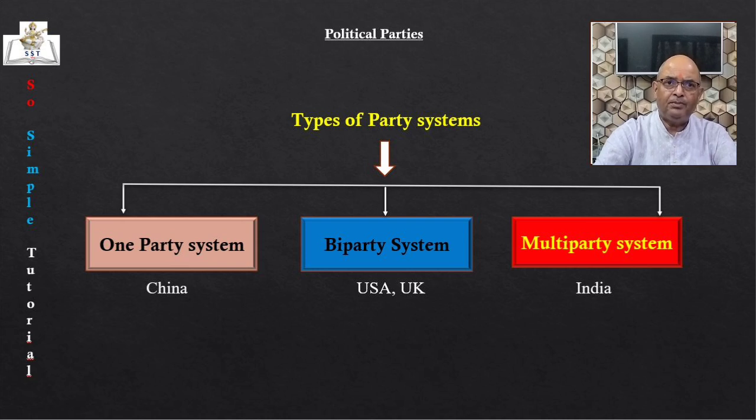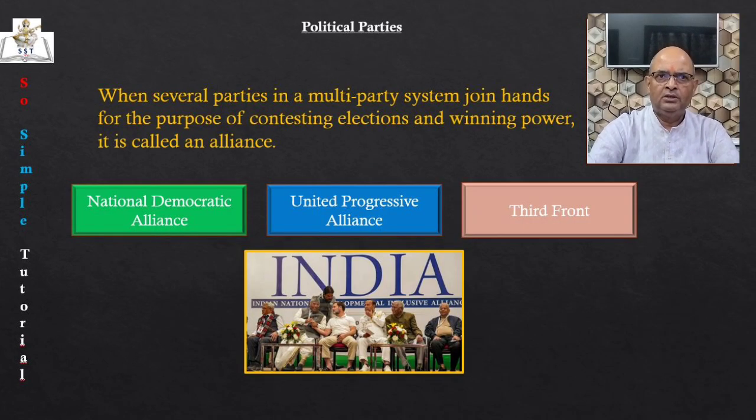More than 750 parties are registered with the Election Commission of India, but not all these parties are serious contenders in the elections. Usually, only a handful of parties are effectively in the race to win the elections and form the government. In this system, the government is formed by various parties coming together in a coalition. When several parties in a multi-party system join hands for the purpose of contesting elections and winning power, it is called an alliance or a front.